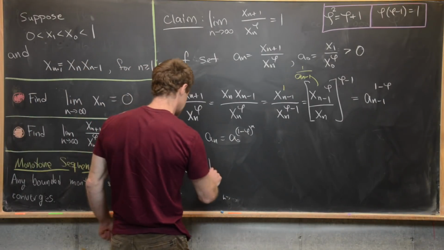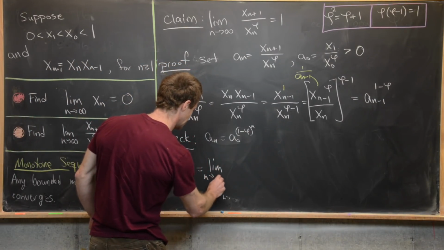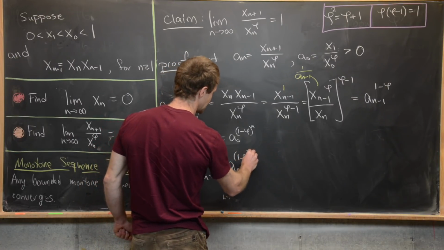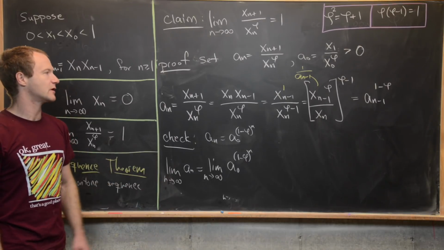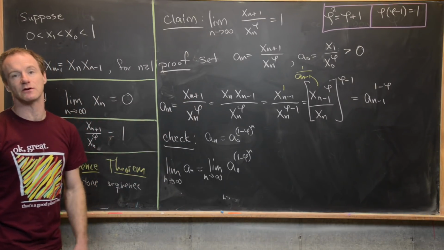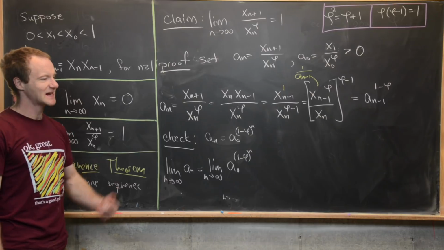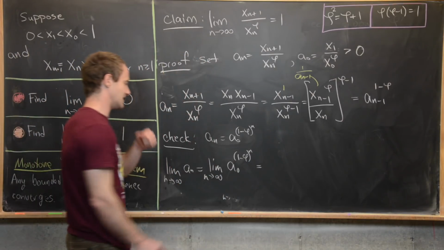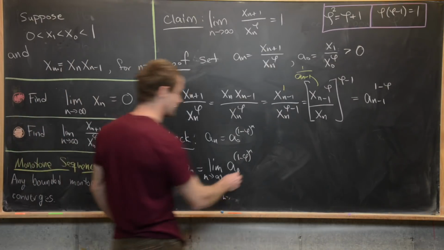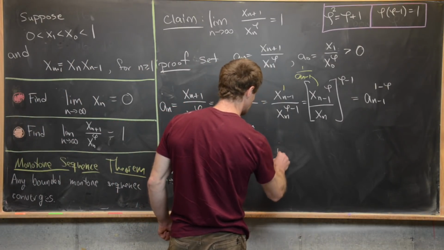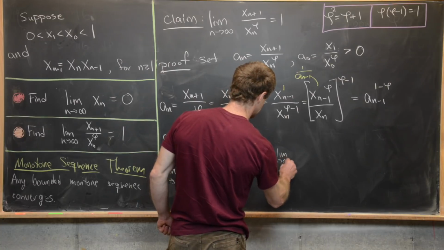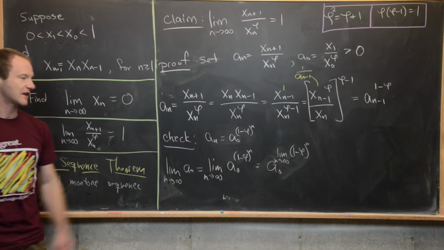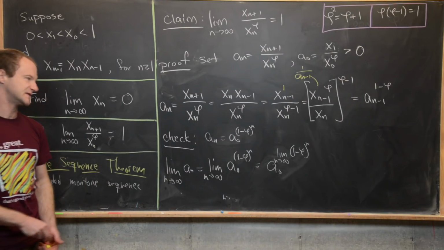So here we have, this is the limit as n goes to infinity of a sub 0 to the power of 1 minus phi to the n. And then next what I want to notice is since a sub 0 is positive and exponentiation is a continuous operation, I can bring this limit inside. So this is going to be equal to a sub 0 to the limit as n goes to infinity of 1 minus phi to the n.